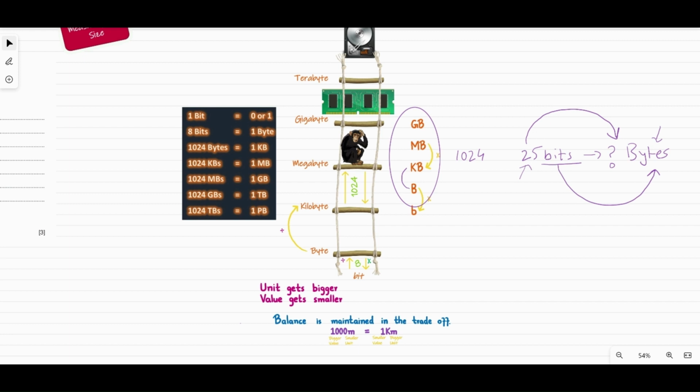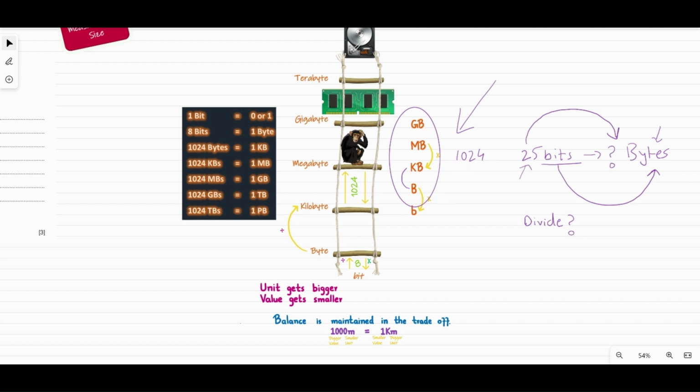To decrease the value, we have a division process only, because it is always the game of multiplication or division. No minus sign here and no addition here. So first of all, we decided that we need to divide. Then divide with what? Each jump on this side has a particular value: from bit to byte or byte to bit there is a unit of 8, and from byte to kilobyte there is a unit of 1024.